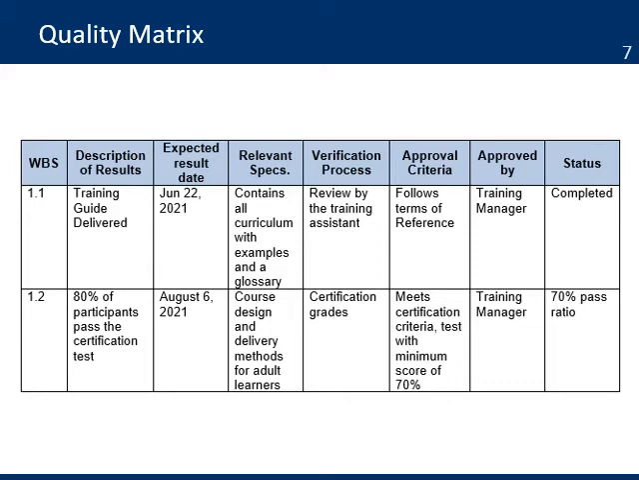Then is the column to check on the verification process. This is the process to ensure the deliverable meets the quality standards. Then the approval criteria. These are the tests, standards, or benchmarks to approve a deliverable. Then is the person who will approve the deliverable. This is part of quality control. And finally, in the last column is the status that captures information on the quality of the deliverable.